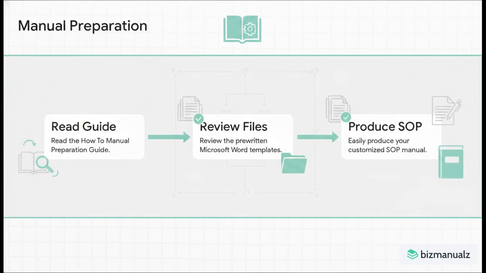And to make sure you can actually put all of this into action, buyers also receive a how-to manual preparation guide. So you aren't just getting a folder full of random documents, you're getting a complete deployment strategy. The steps are super simple. 1. Read the how-to preparation guide. 2. Review your pre-written templates. And 3. Produce your own completely customized SOP manual.